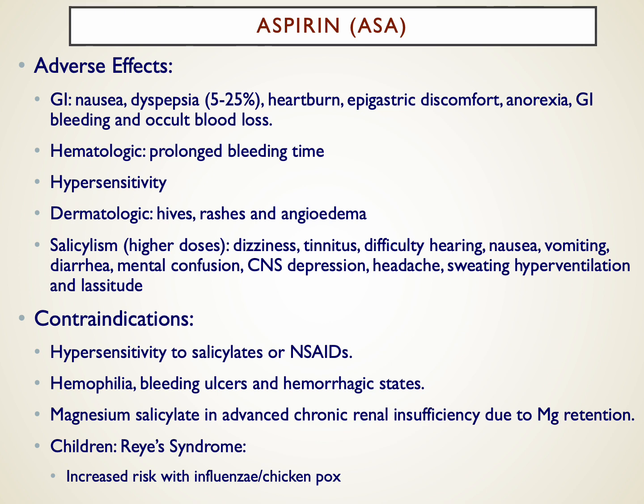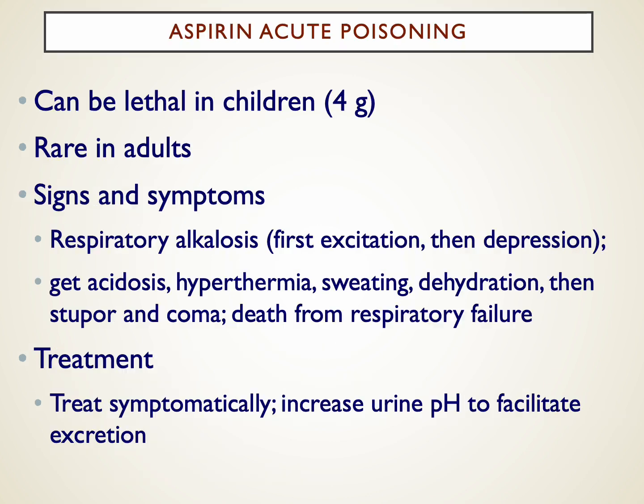Adverse effects, as we alluded to with aspirin, include GI bleeding. Also, we talk about salicylism, which is listed here with the side effects. Suffice it to say that we don't use aspirin in this day and age for anything other than low dose antiplatelet use. And aspirin poisoning can be potentially fatal, particularly in children. So we'll talk a bit more about that in the toxicology block.